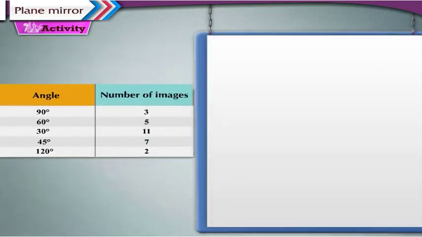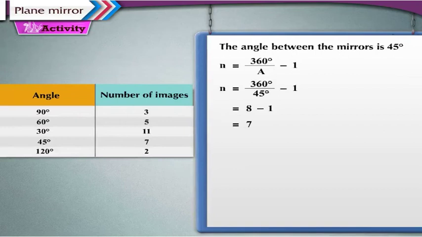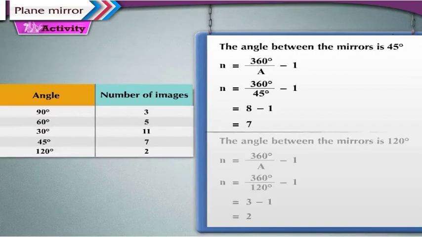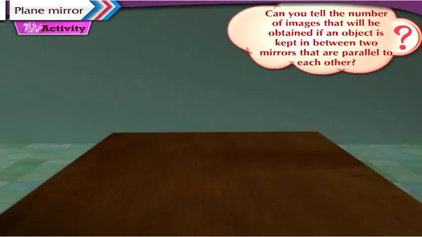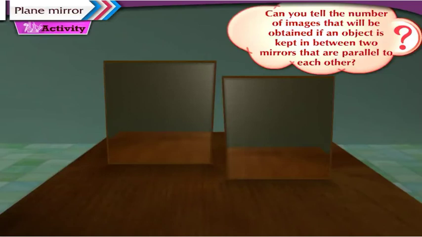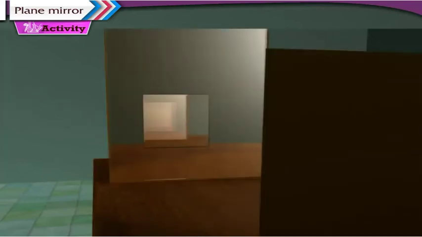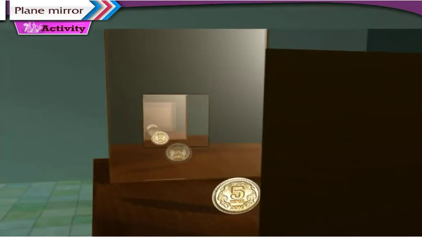In the same way, we can verify the number of images obtained when the angle between the two mirrors is 45 degree and 120 degree. Now, can you tell the number of images that will be obtained if an object is kept in between two mirrors that are parallel to each other? Yes, you are right. If the object is kept in between two mirrors that are kept parallel to each other, the number of images formed will be infinite.